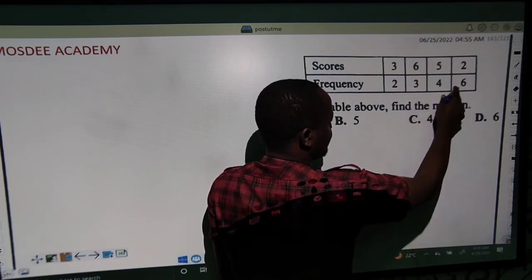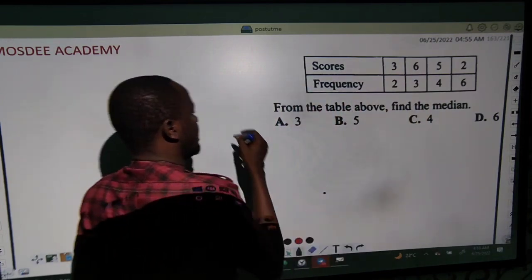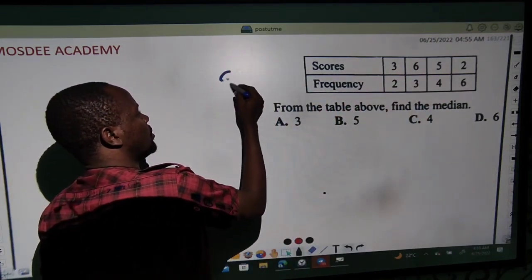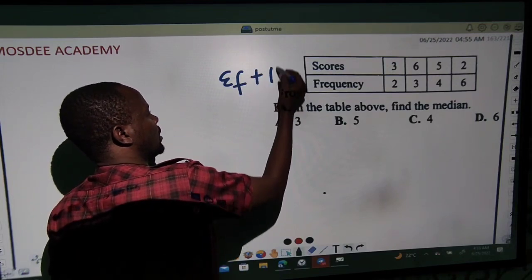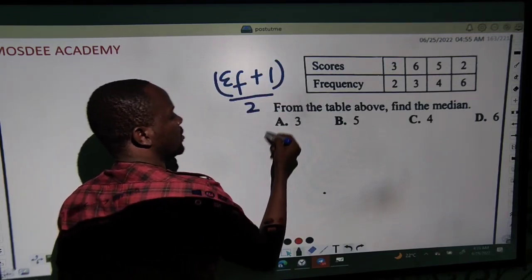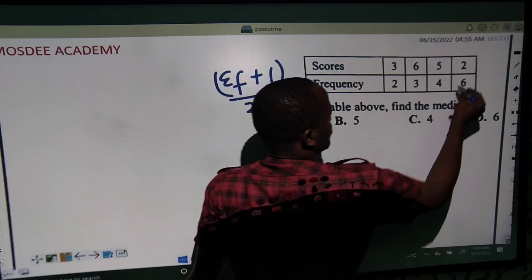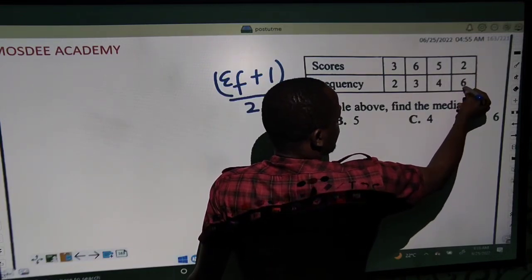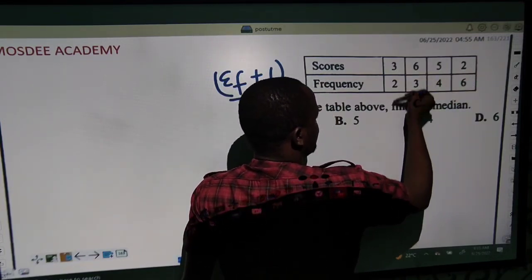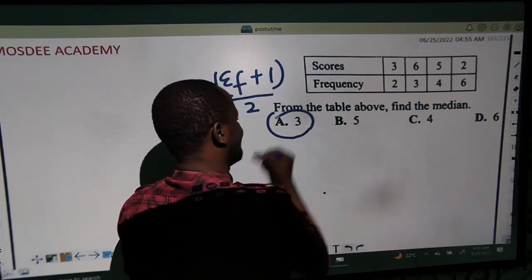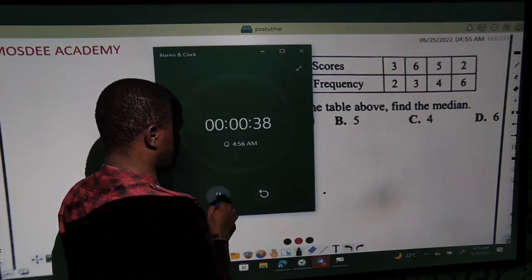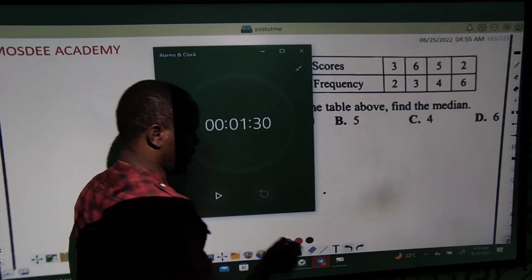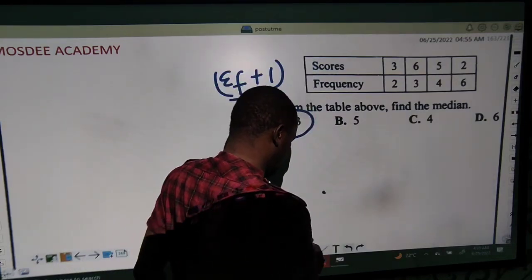That's 9 plus 6, 15. So I make it 16 because I use summation f plus 1 over 2, or you say half of it. So 16 over 2 is the 8th number. 2 is appearing 6 times. So the next number, 3, will be the median. I hope you understand that logic. That logic is very good for this type of question. If you are a beginner, this is what you are expected to do.